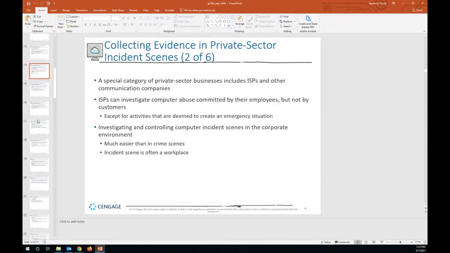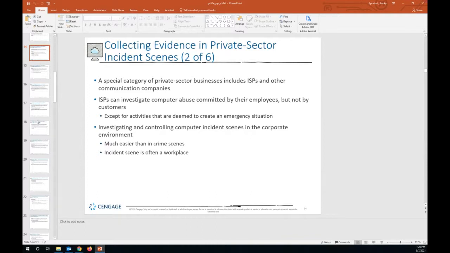There's a special category of private sector businesses. They include ISPs and other communication companies. ISPs can investigate computer abuse crimes or computer abuse committed by employees, but not customers, except if there's an emergency situation, then they can search for activities that are deemed to create those.